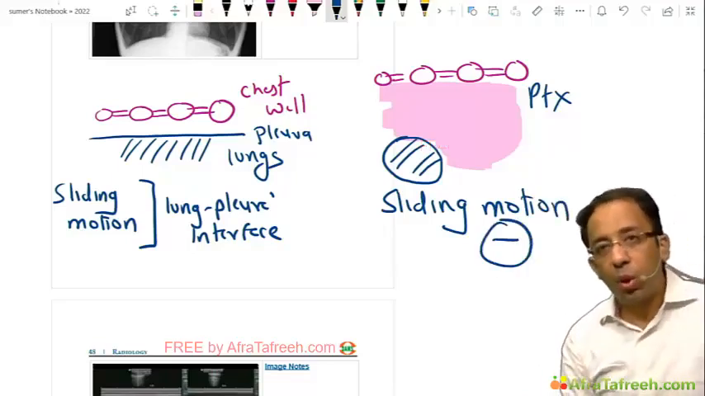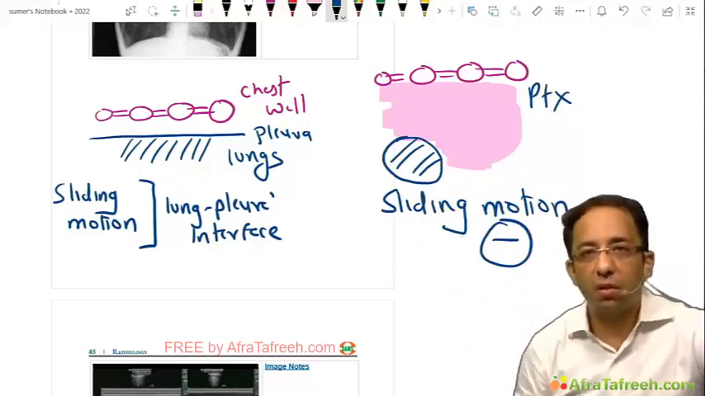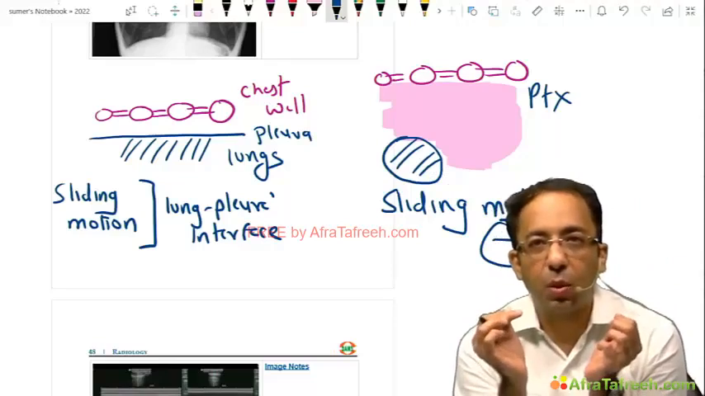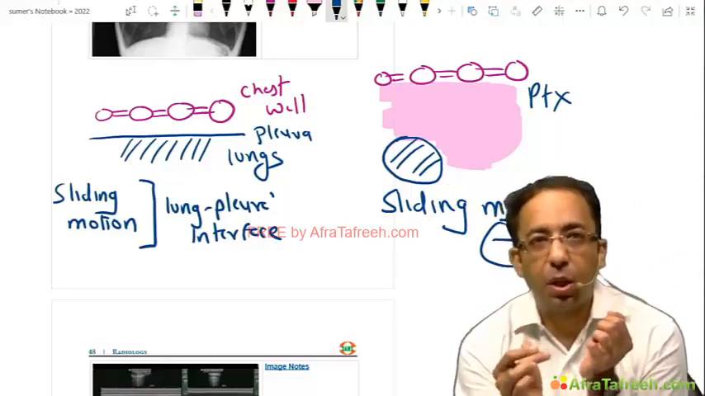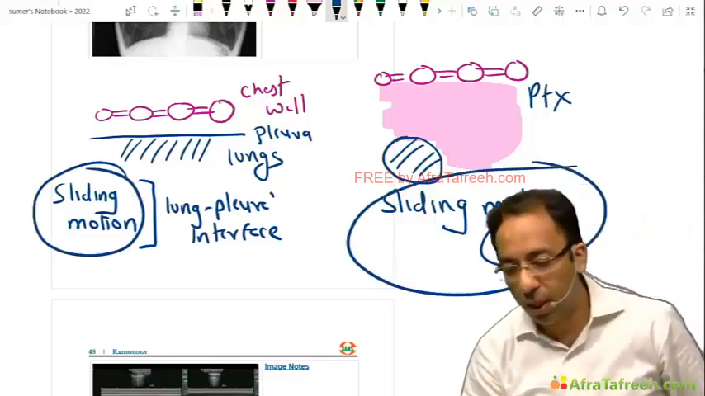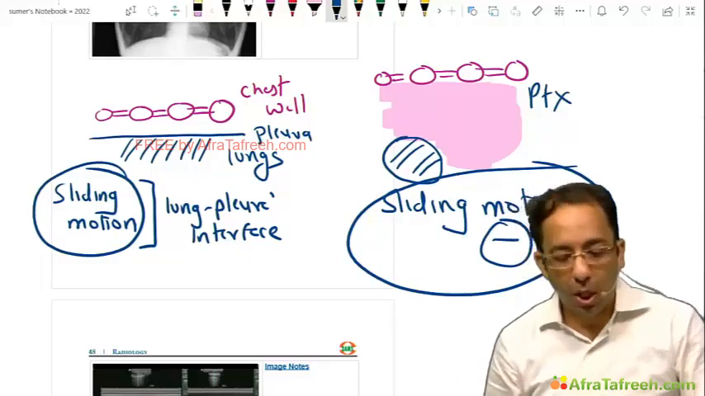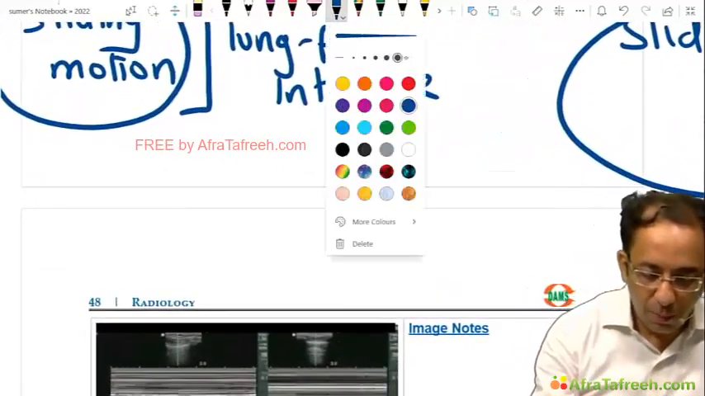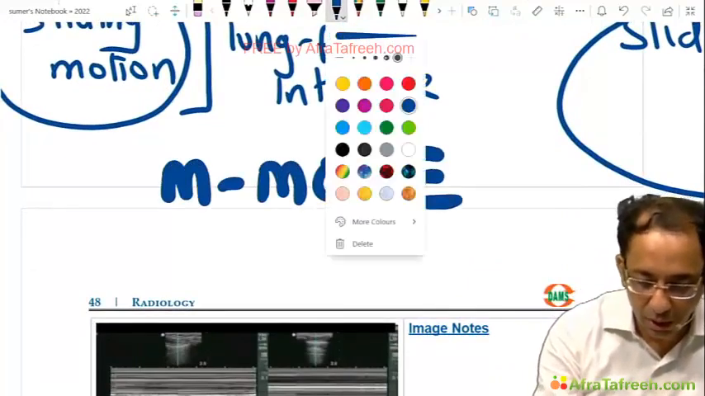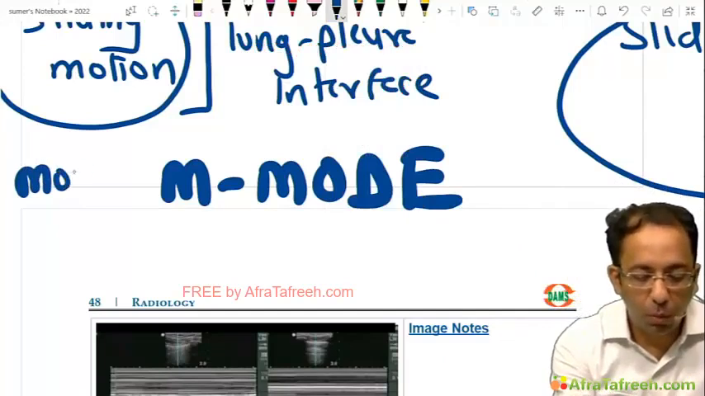Okay. It is so important for you to understand that nowadays ultrasound is becoming the first line investigation in ICUs and trauma patients. So we need to identify pneumothorax on ultrasound. Normal lung ultrasound should show sliding motion. In pneumothorax, sliding motion will be absent. Okay. Now let's see how it will be seen on an ultrasound image. In ultrasound, we have a mode called M mode, which I will explain gradually again when I show you ultrasound. M mode ultrasound is sensitive to movement or motion.